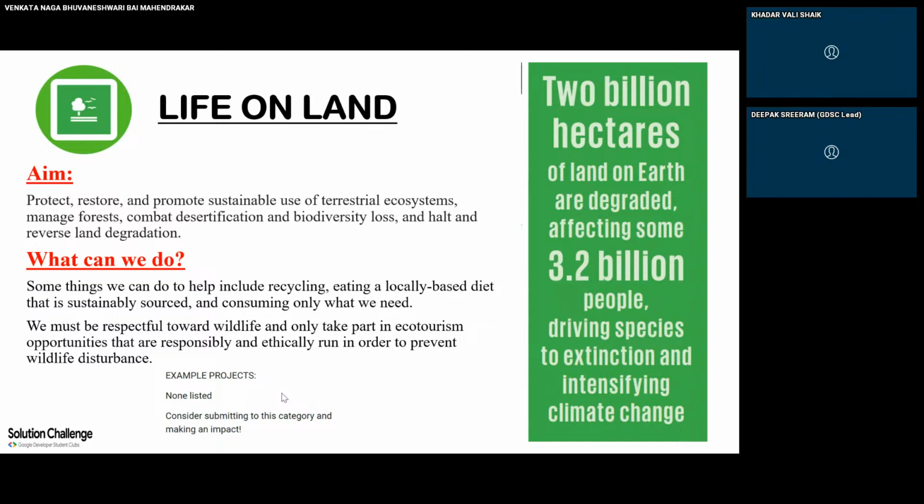So this is a project, and example projects are not listed for this. We can make a change. Our college can take this goal, work on this particular goal, and develop a project so that we can be the first to develop a project on this.